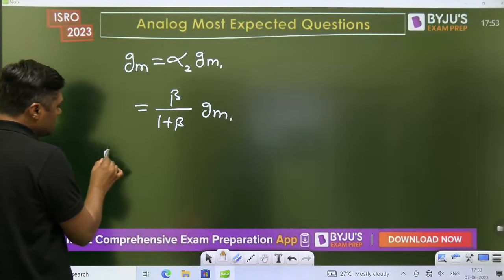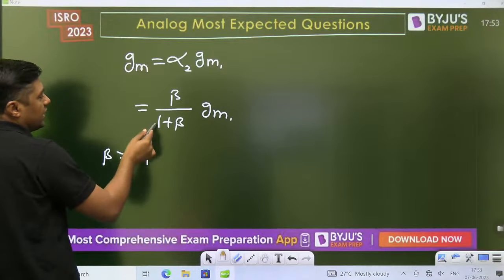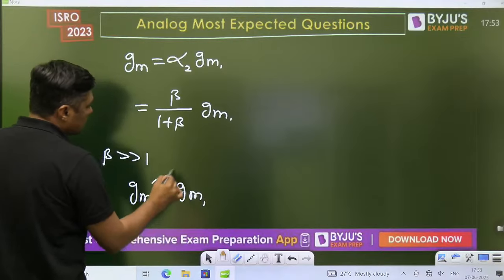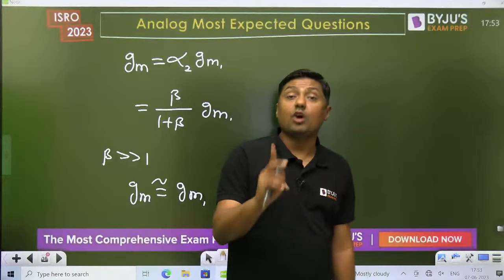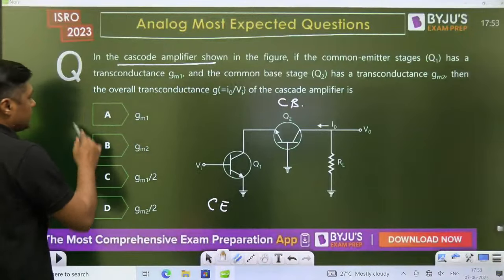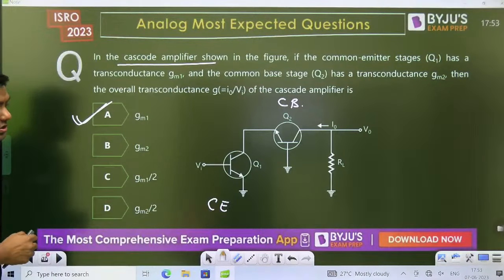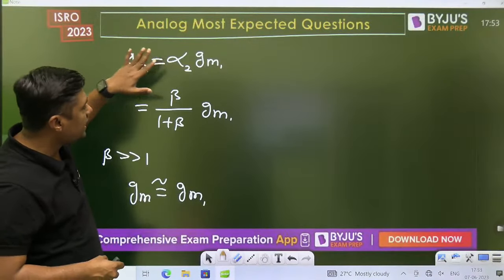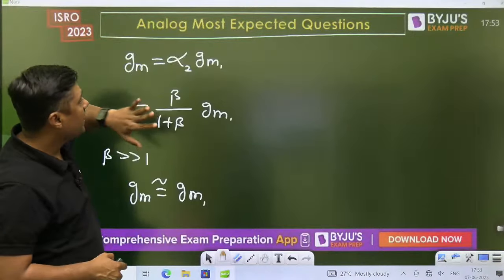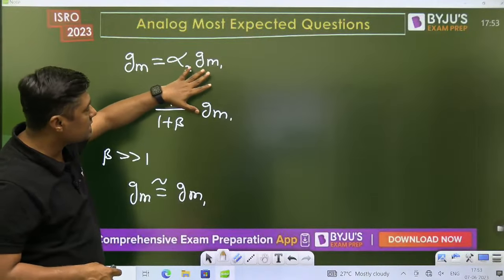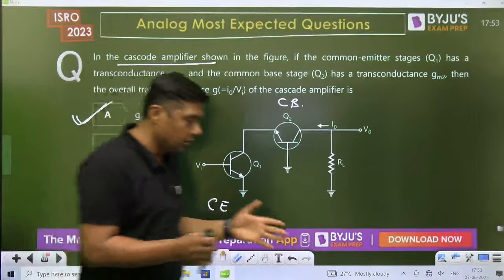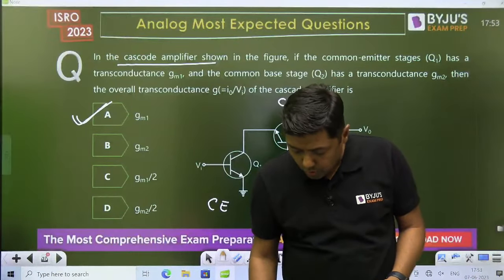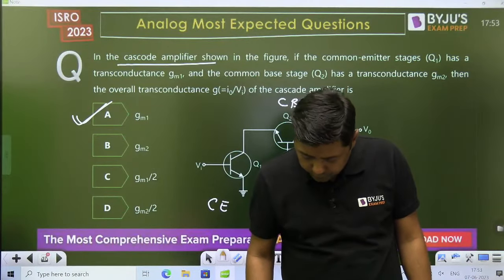But normally the beta is very, very large as compared to 1. So you can neglect the 1, beta cancels. So what is the GM? Nearly equal to GM1. So that is about the cascode amplifier. A is the correct answer for this question. So that is the exact formula. Alpha 2 means the current gain of the common base configuration. And then multiply it with the transconductance of the first stage and you will get the answer for this question, guys. Hope that is also clear to you.